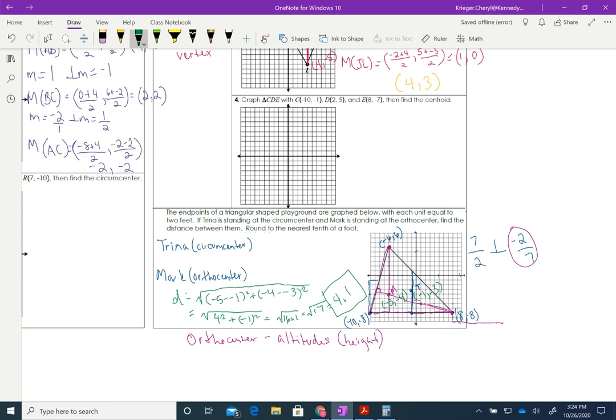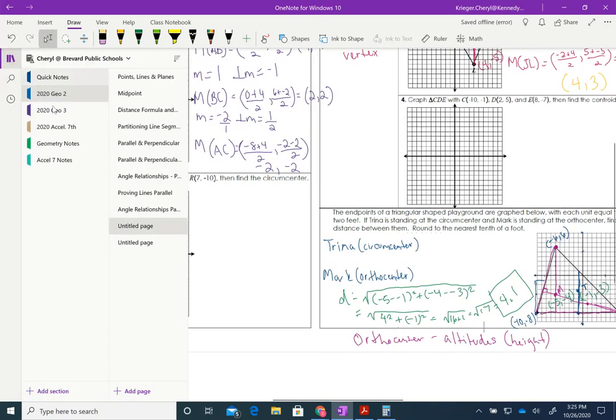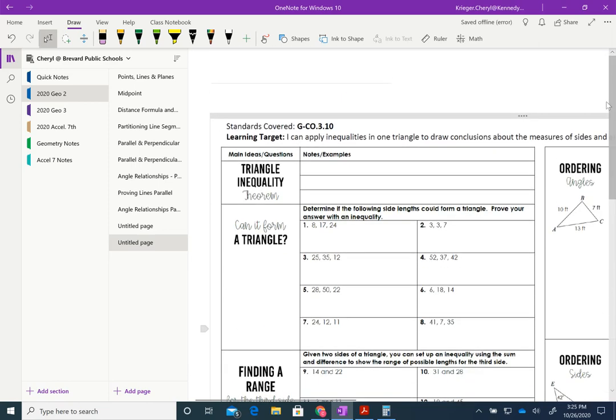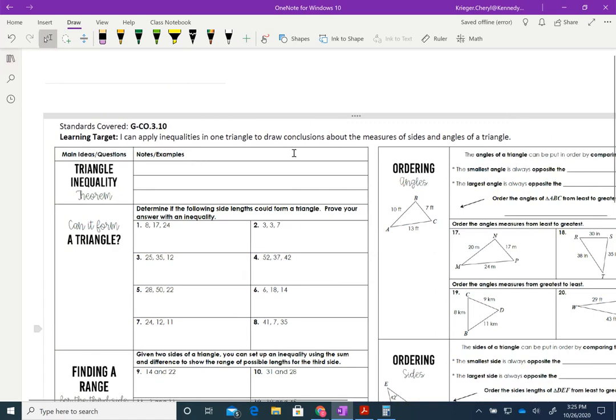All right. So we're going to move on to inequalities and triangles. And this is pretty easy in comparison. We're only going to do the left side of the page here. The triangle inequality theorem states that a triangle exists if the sum of the two smaller sides is larger than the longest side. So let's go ahead and write that down.